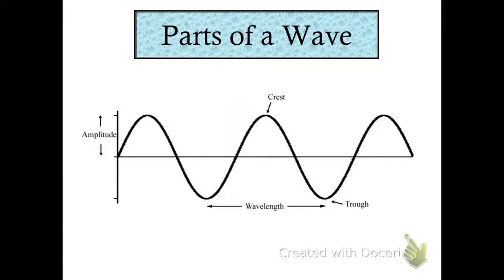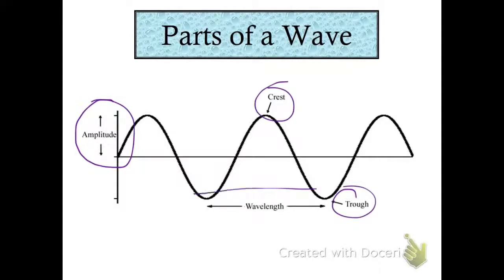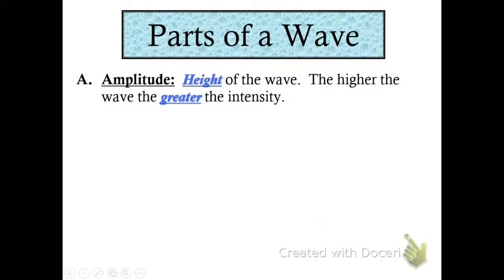To understand electromagnetic energy, you need to understand what a wave is and how it travels. So we're going to look at the parts of a wave right now. You can see in this diagram the things we're going to be talking about are amplitude, the height of the wave. We're going to identify crests and troughs, and the wavelength of a wave. To set forth some definitions, the amplitude is defined as the height of the wave, and the higher the wave, the greater the intensity.